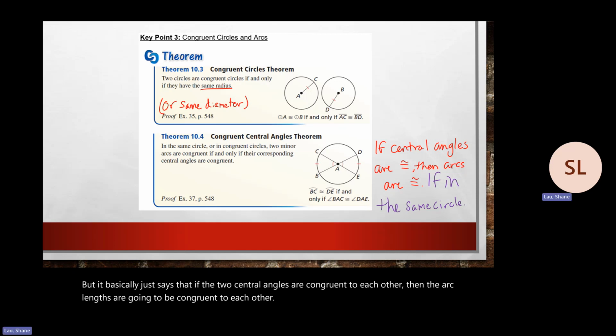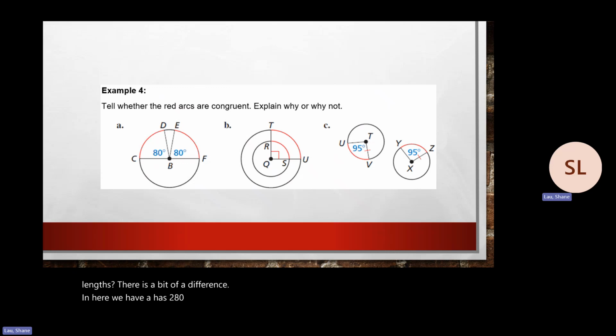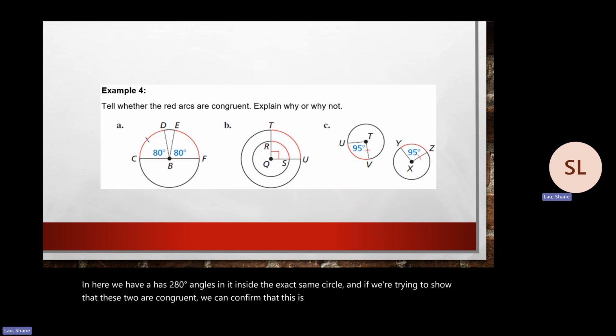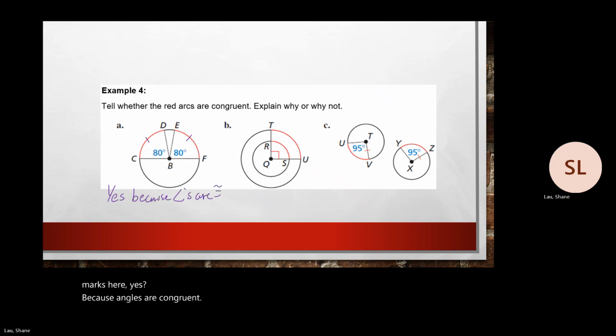There is a difference between arc measures and arc lengths. There is a bit of a difference. Here we have A. Well, A has two 80-degree angles inside the exact same circle. And if we're trying to show that these two are congruent, we can confirm that this is congruent, yes. So put your little marks here. Yes, because angles are congruent and are in the same circle. Okay, yeah, that's pretty good.